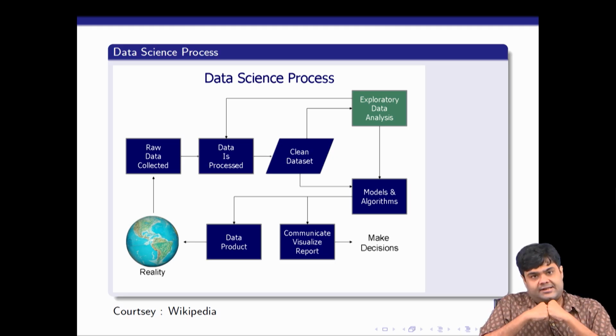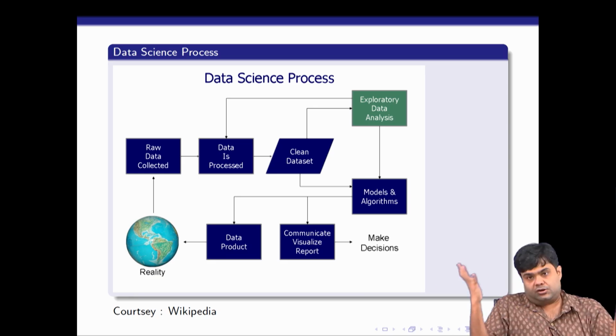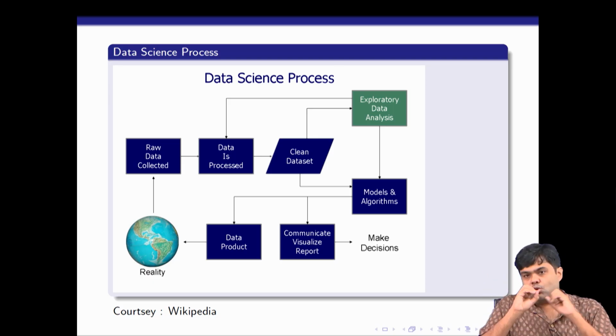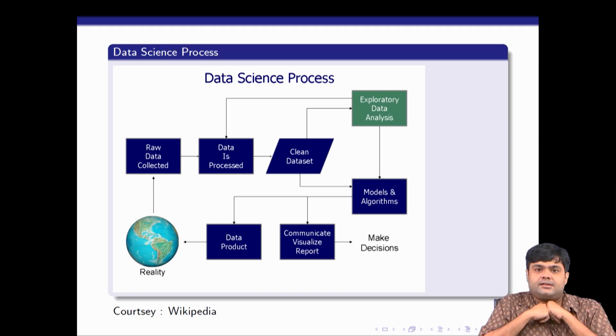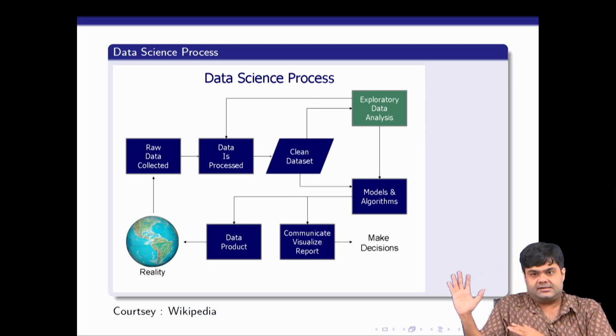So raw data is collected, then data is processed for analysis. Before analyzing, you have to store it, clean it, and transform it into an analyzable mathematical form. Data sometimes involves certain junk, some noise, missing data, certain wrong data. So then you have to clean that data. Once the data is cleaned, that clean data set goes to something called exploratory data analysis.